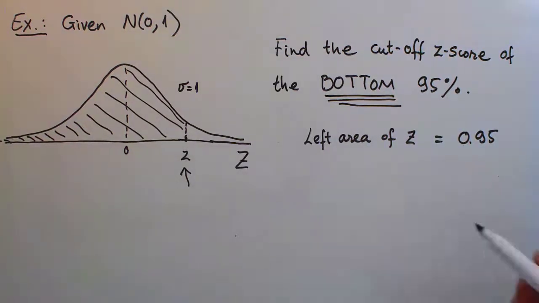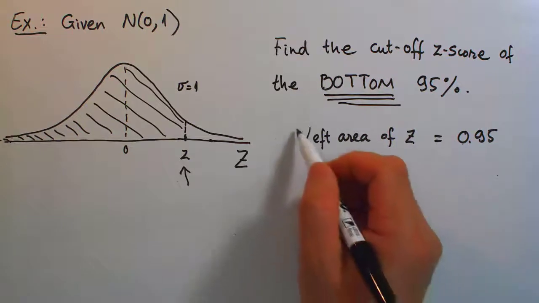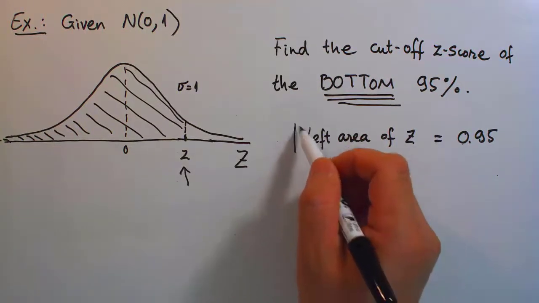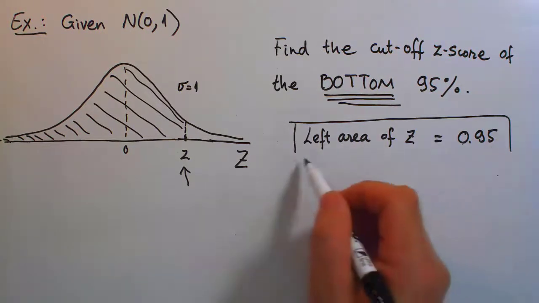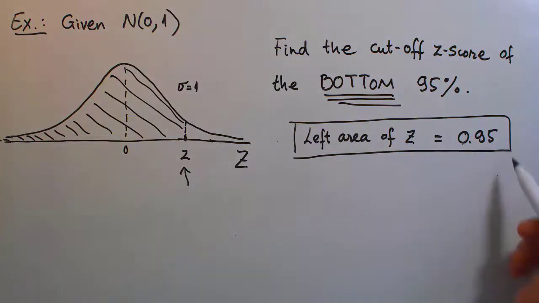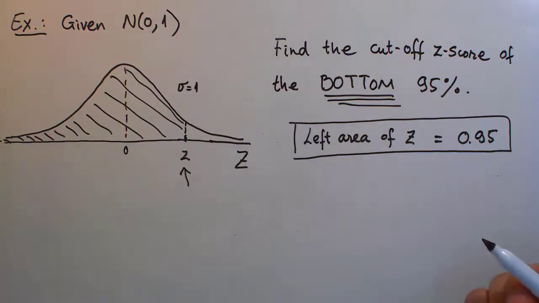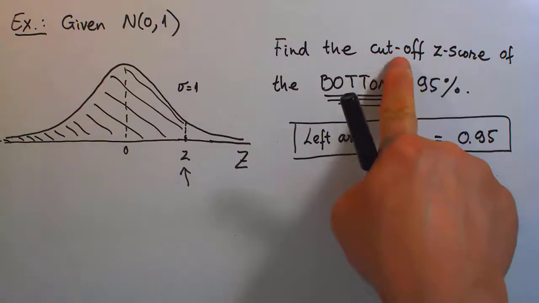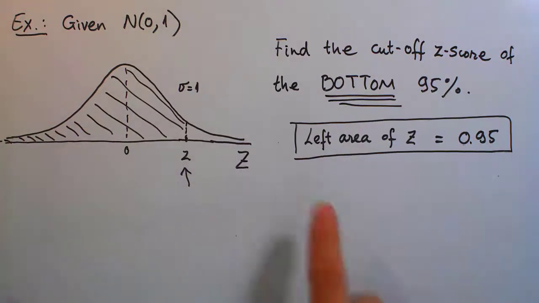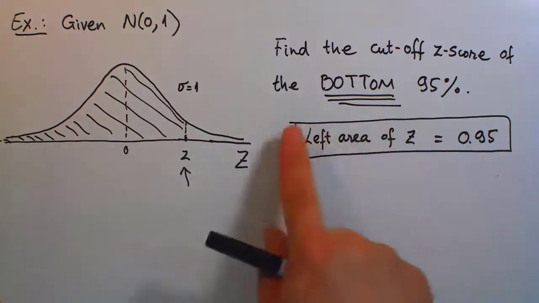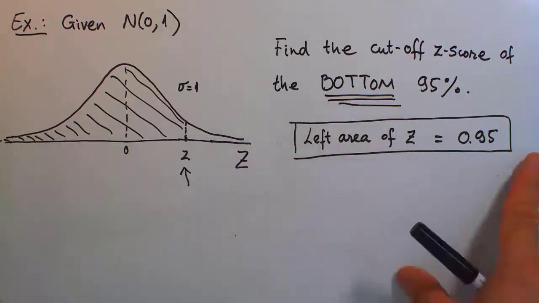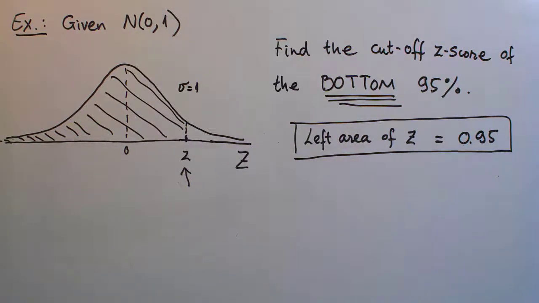Quite simple. Once the area has already been converted into a left area, it's very important that you interpret your area here as a left area, the area to the left side of your cutoff. By the way, I'm putting things in a box here just to indicate it's an emphasized point. It's not the final answer yet.